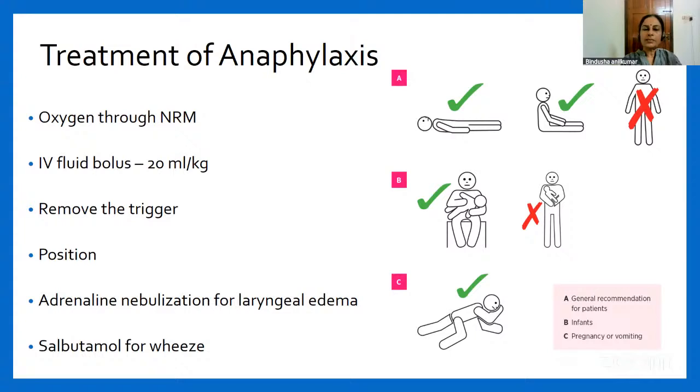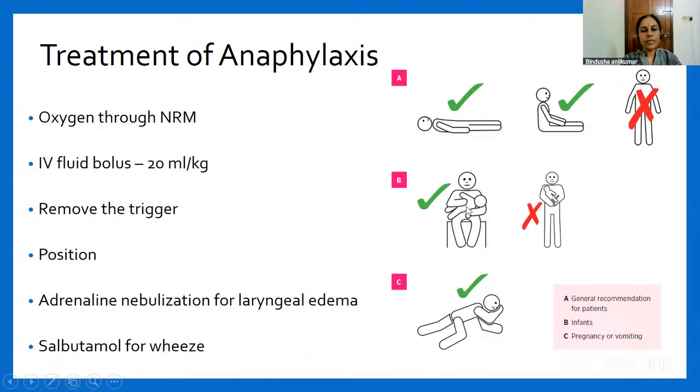This anaphylaxis may occur following injections, following food intake, and following stings. Especially the bees will leave back their stinger, so it has to be removed also. And make sure that the child is in a position where the preferred position is lying down. You can see that the lying down position is the preferred. Or if you are in a place where you cannot lie down, you may even sit with the legs extended, and also the head can be tilted down.